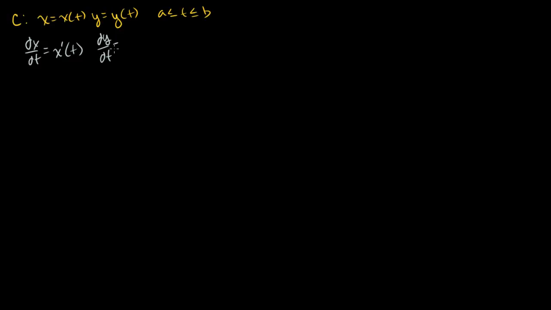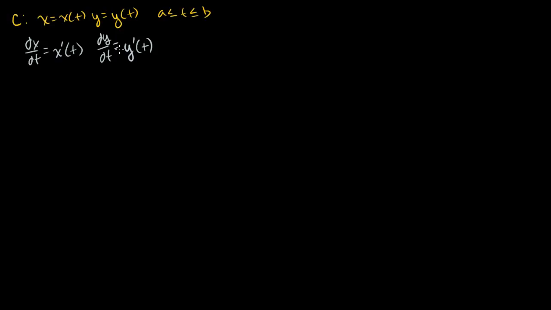So let's start off with our first parameterization, just like we did in the last video. We have x is equal to x of t, y is equal to y of t, and we're dealing with this from t goes from a to b. And we know we're going to need the derivatives of these. So let me write that down right now. We can write dx dt is equal to x prime of t, and dy dt is equal to y prime of t.